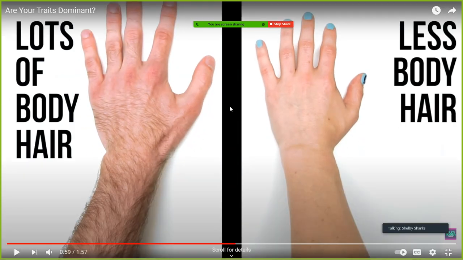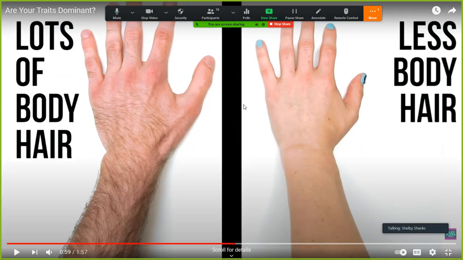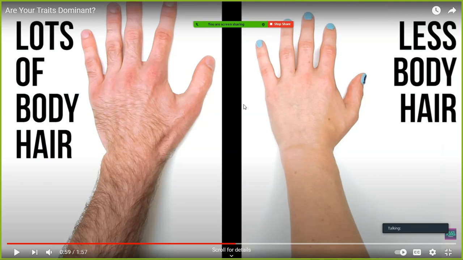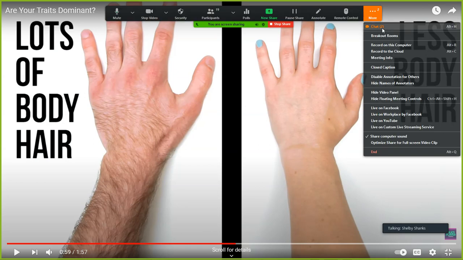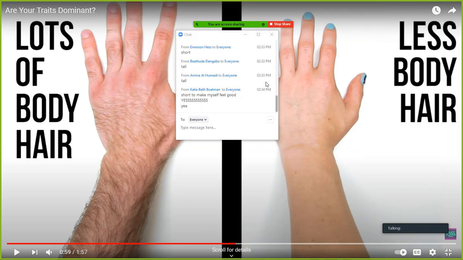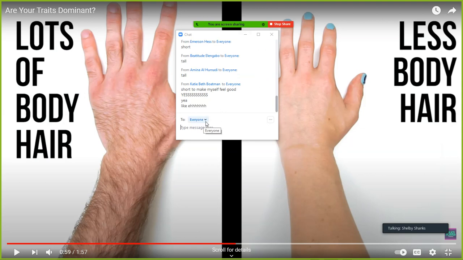All right. This one's kind of weird because I feel like it has to do a lot more with a male, female kind of thing. Guys have more hair on their arms, on their body, and women don't have as much. All right. So which one do we think is dominant?